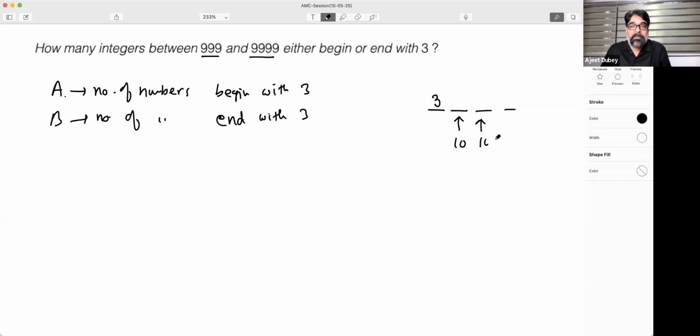This place also I can fill by 10 ways. This place also I can fill by 10 ways. So total numbers NA will become 10 into 10 into 10, which is 1000.